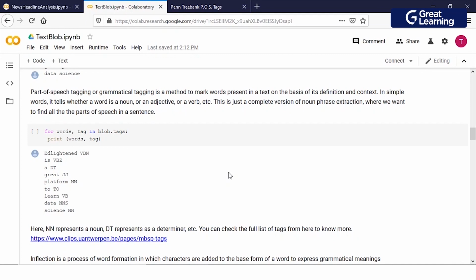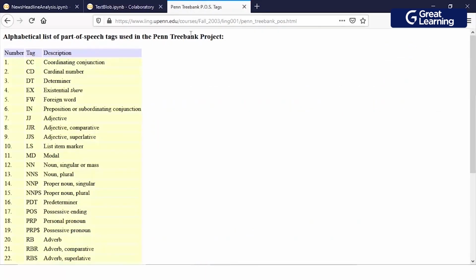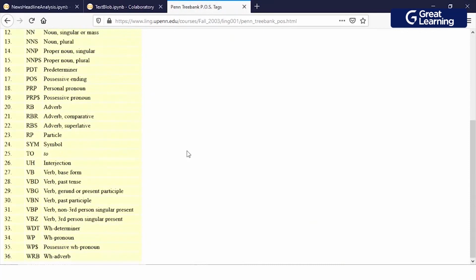All the tags you will notice, they are all capital letters. All capital letters. So can anybody tell me what VBZ means? When you run this, you get something called VBZ. What does VBZ mean? So let's go back and check on the Penn Treebank tag list. VBZ. What does VBZ mean? Verb, third person singular present. Verb, third person singular present.